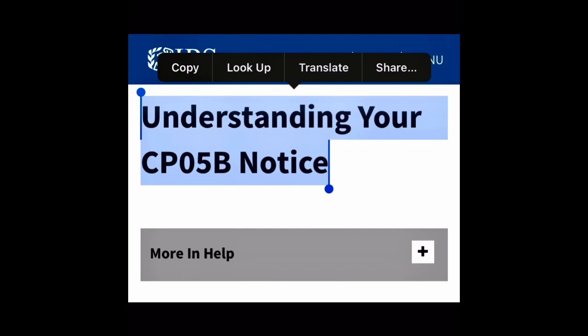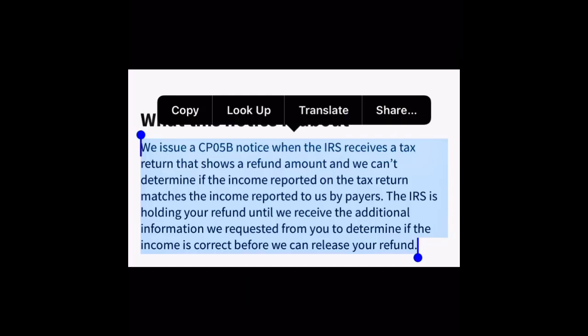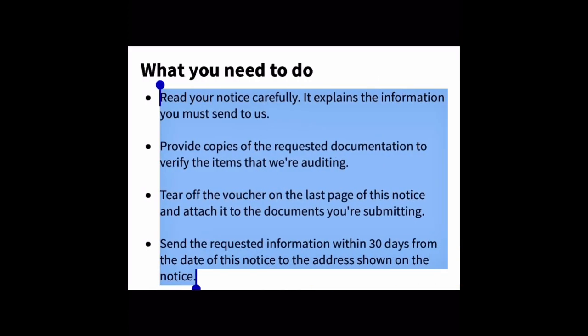CP05B notice. This is where what you're reporting and what the IRS has is not matching up, and they may need additional information to determine which income is correct. You need to read the notice carefully. It will explain what you need to do and what documents you need to provide to the IRS, and you need to do so within the normal time frame.